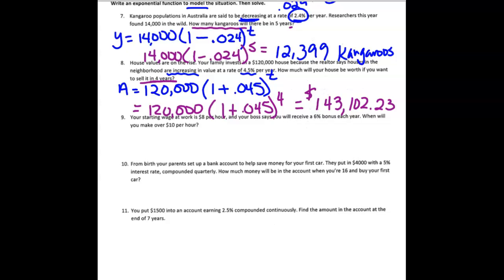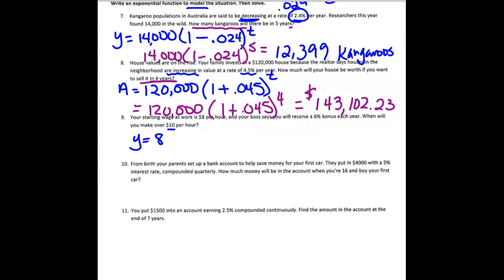Question 9. Your starting wage at work is $8 per hour, and your boss says that you will receive a 6% bonus each year. When would you make over $10 per hour? So this is one that we're going to need to use a table to help us figure it out, because we're given a total amount, not a time period. Okay, so let's start out with our basic formula.